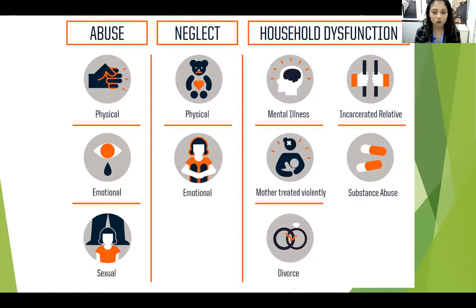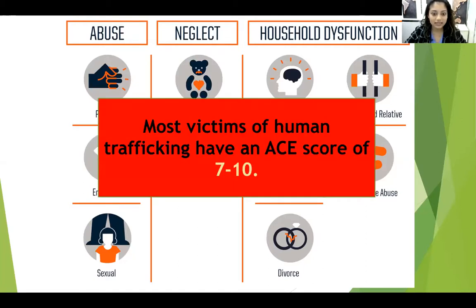So there's a score called the ACEs score, which is an adverse childhood experience score, which involves these 3 different types of trauma: abuse, neglect, and household dysfunction. It is a 10-question questionnaire which people answer, and it only involves trauma under the age of 18. The lower the score, the better the outcome; the higher the score, the worse the outcome. So when they did it, most victims of human trafficking have an ACE score of 7 to 10, which is really high, and 10 involves every single type of trauma on the score under the age of 18.